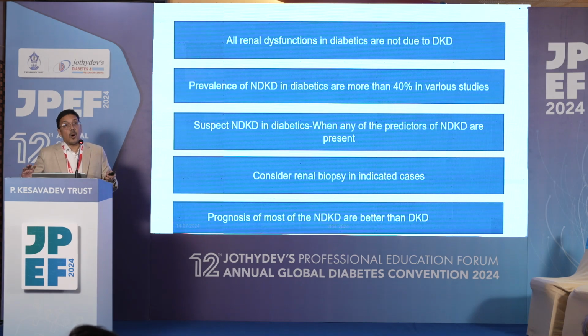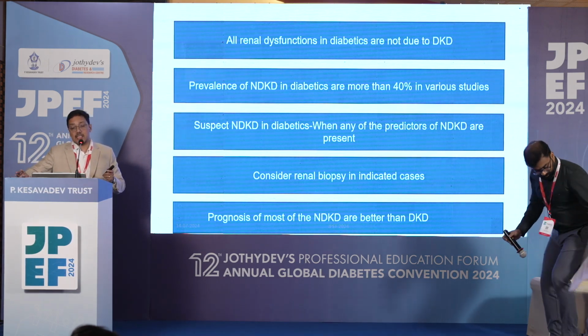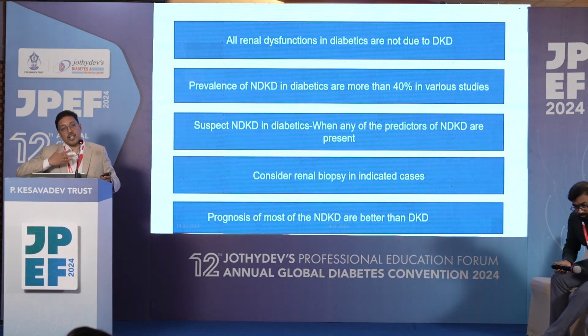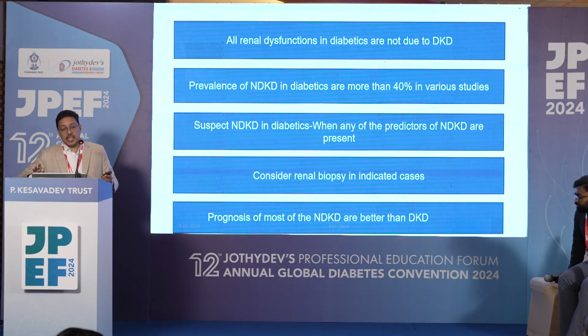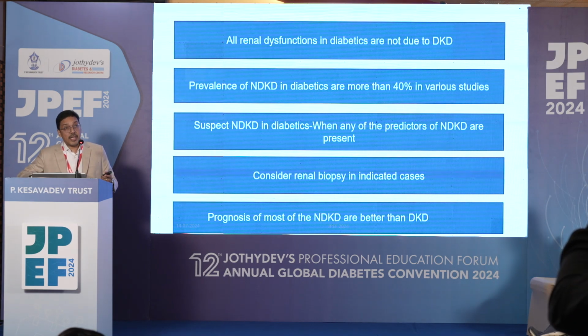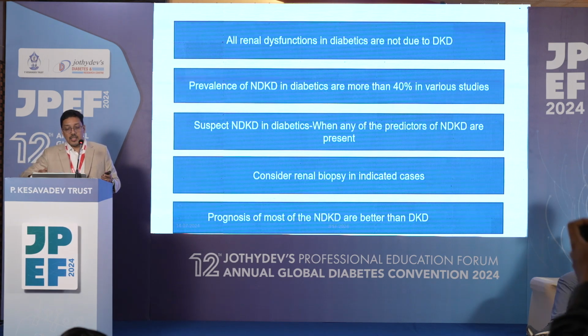So to conclude, all renal dysfunction in diabetics is not due to DKD. The prevalence of non-diabetic kidney disease in diabetics is more than 40% from what we have seen. Suspect NDKD in diabetics when any of the predictors of NDKD are present, and consider renal biopsy in indicated cases considering all these. The prognosis of most NDKD is better than diabetic kidney disease. So with that I conclude.